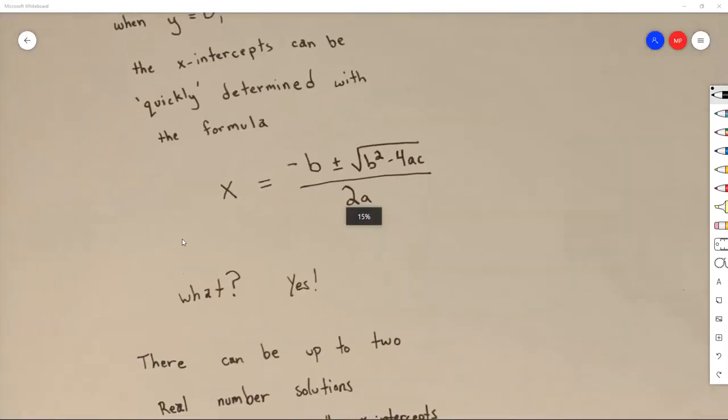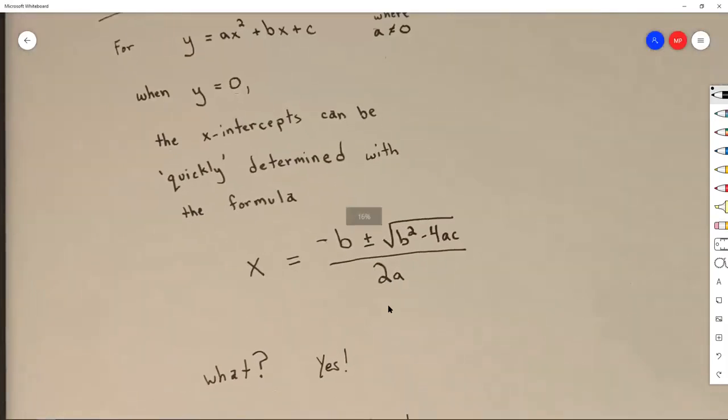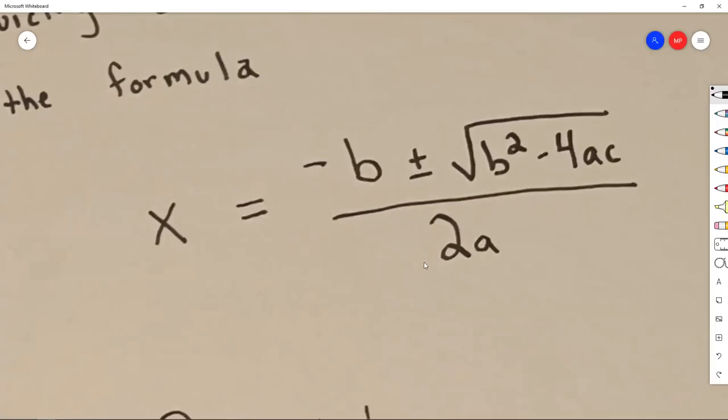It's called the quadratic formula. Here it is. Looks like this. Something important you should notice, it says x equals. That's right, we're solving for x, the x values of the x-intercepts. That means that y will be 0.